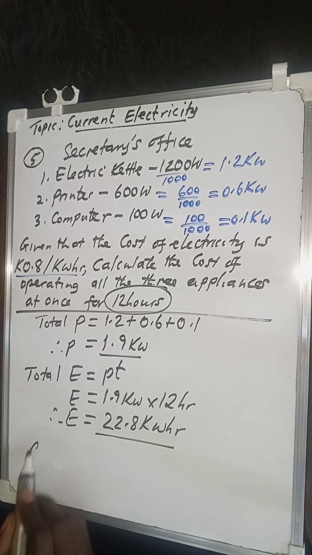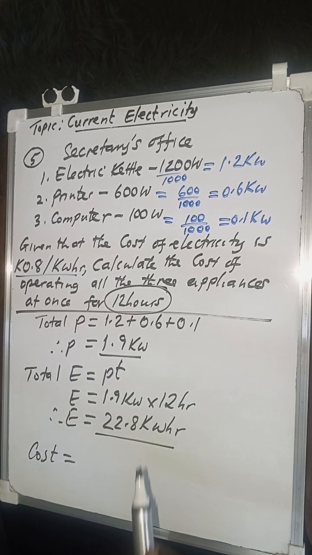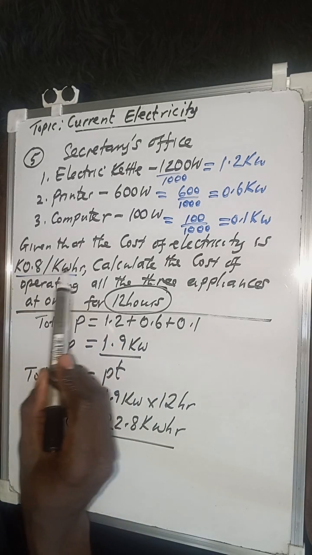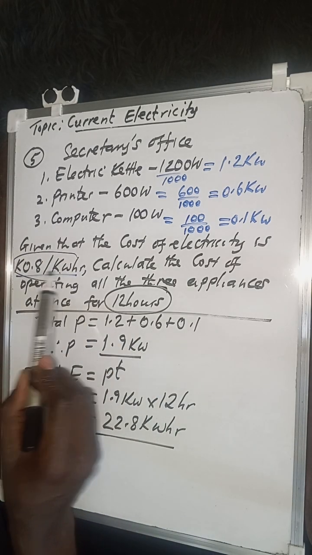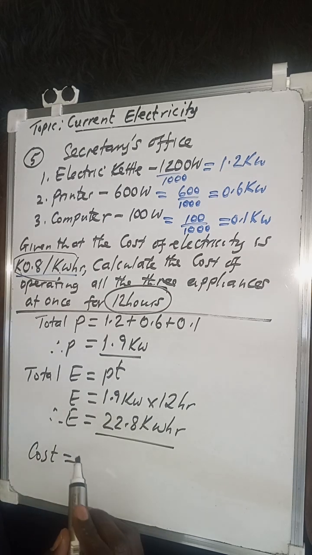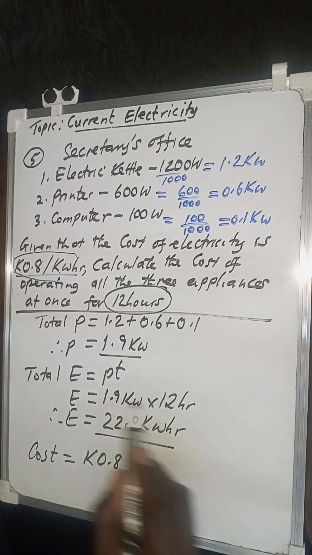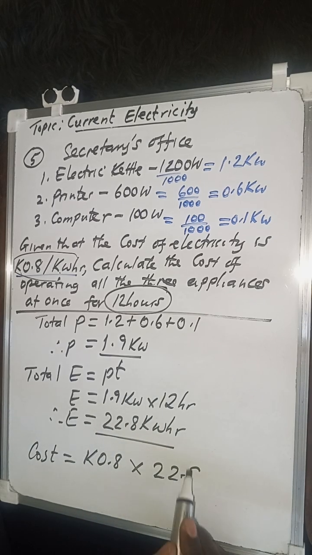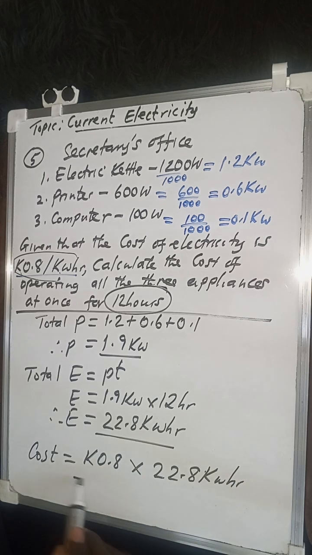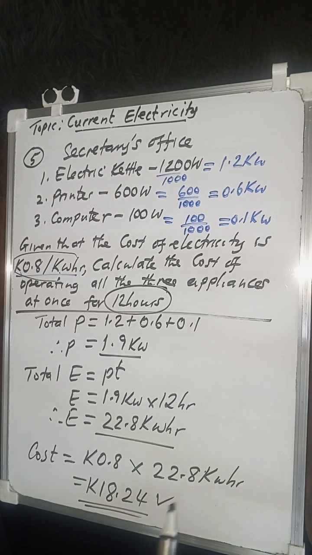Now to calculate the cost, remember we said the cost, you simply get per unit. According to that, it says per kilowatt, it's costing that. So since it is 0.8 per kilowatt, you just multiply by this one, which is 22.8 kilowatt hour. So when you multiply that, it is going to give us 18 kwacha 24 ngwe. So that is basically the cost of using those three appliances by the secretary.